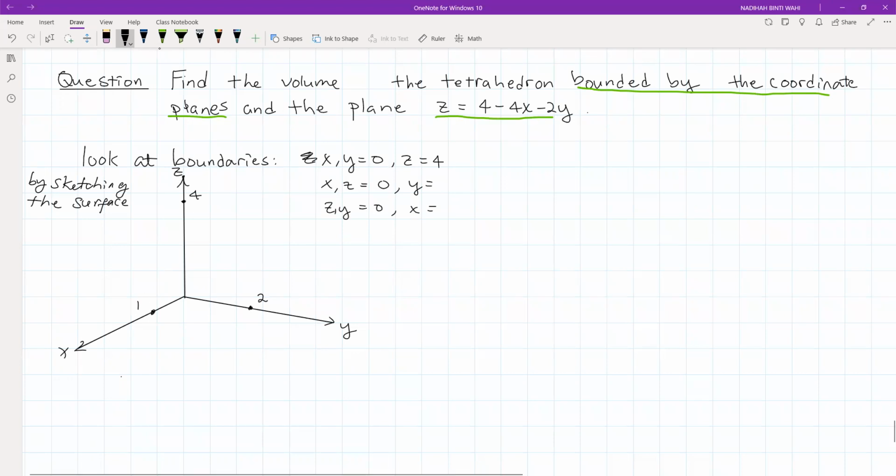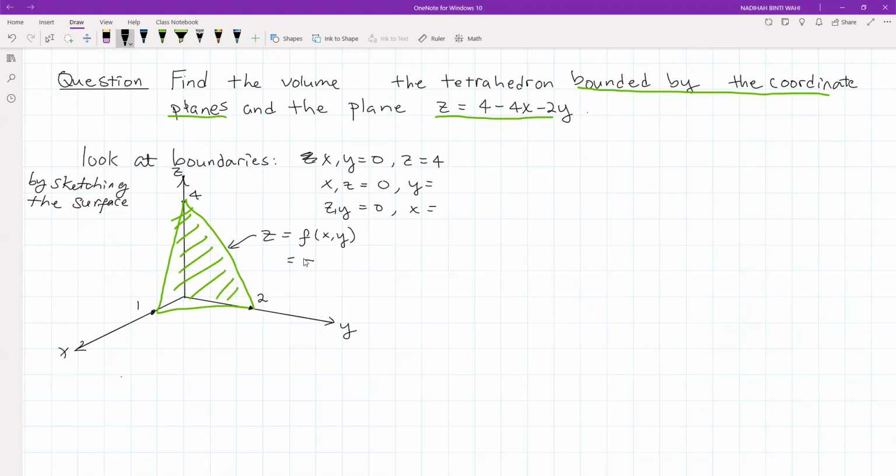Okay, so the graph looks like this. The surface, not the graph. It's something like this. Okay. So this is the function. Okay, so the function of the surface is what? It is the z-axis, right? So this is like z equals the function f of x and y. So this equals 4 minus 4x minus 2y.